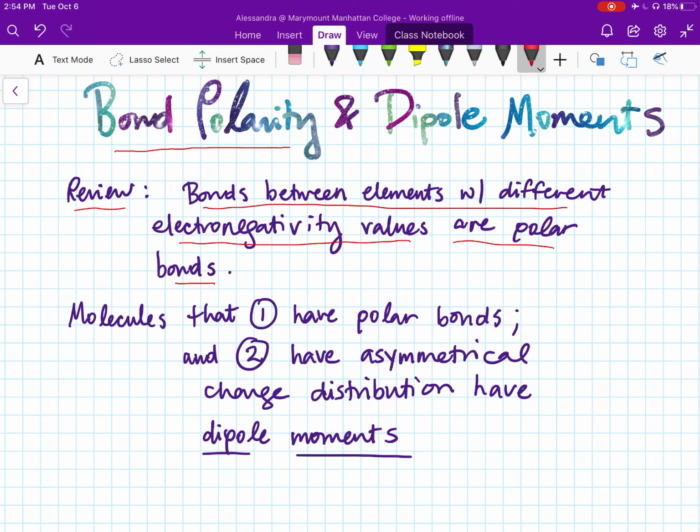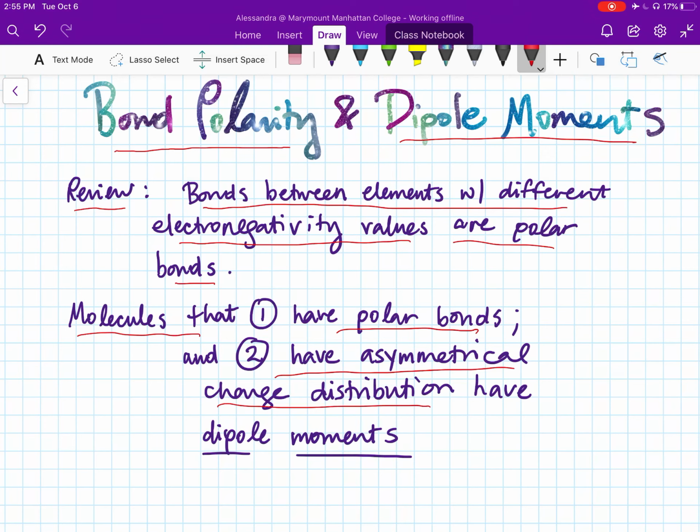Okay, so a difference in electronegativity between bonded atoms gives rise to a polar bond. Okay, so that's bond polarity. Now let's talk about this concept of dipole moments. In order to have a dipole moment, two requirements must be satisfied. A molecule must have polar bonds. Okay, so it must have bonded atoms with different electronegativity values between them. But that's not enough. It must also have an overall asymmetrical charge distribution.